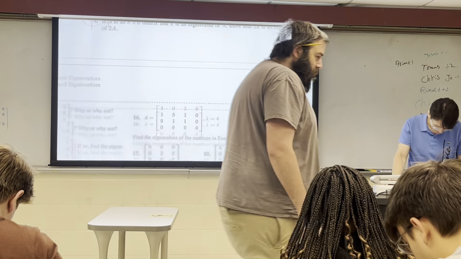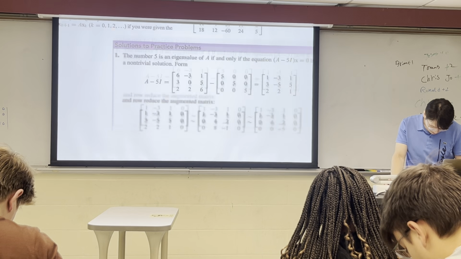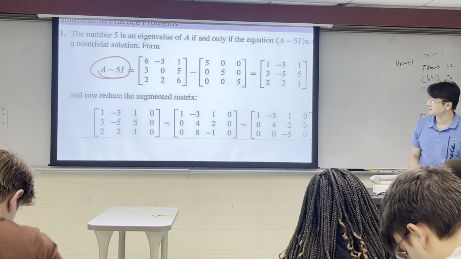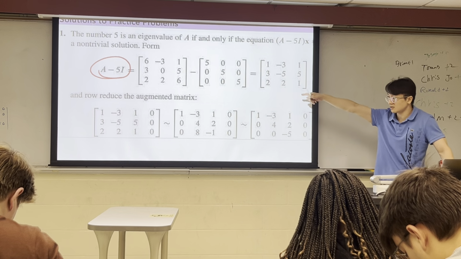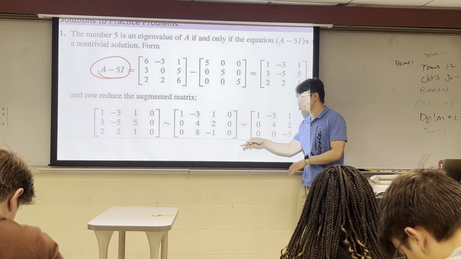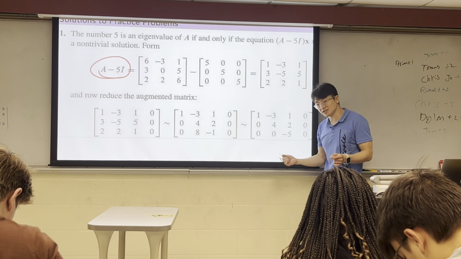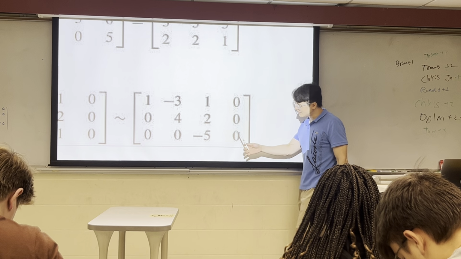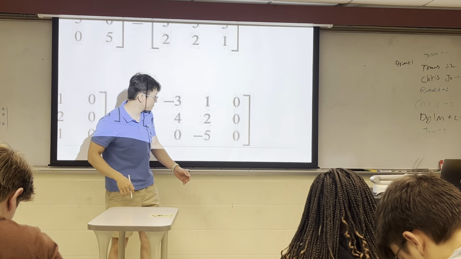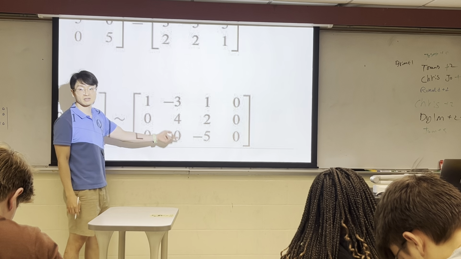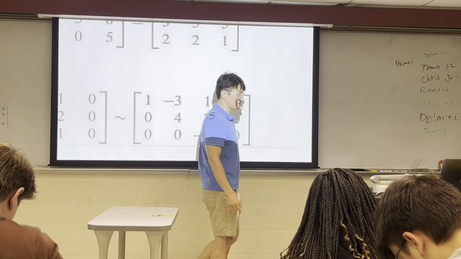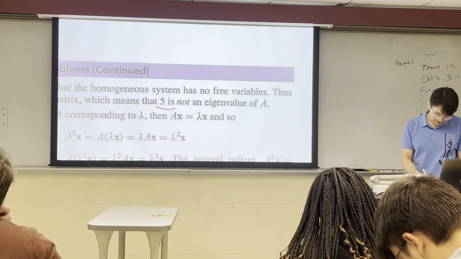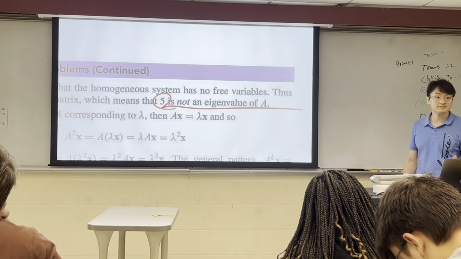So thank you very much. So let's say you subtract 5 from the diagonal entries and you successfully row reduce. Once you find 3 pivots, that means all 0. Therefore, the only solution I have is the trivial solution. Therefore, 5 is not an eigenvalue. Okay.